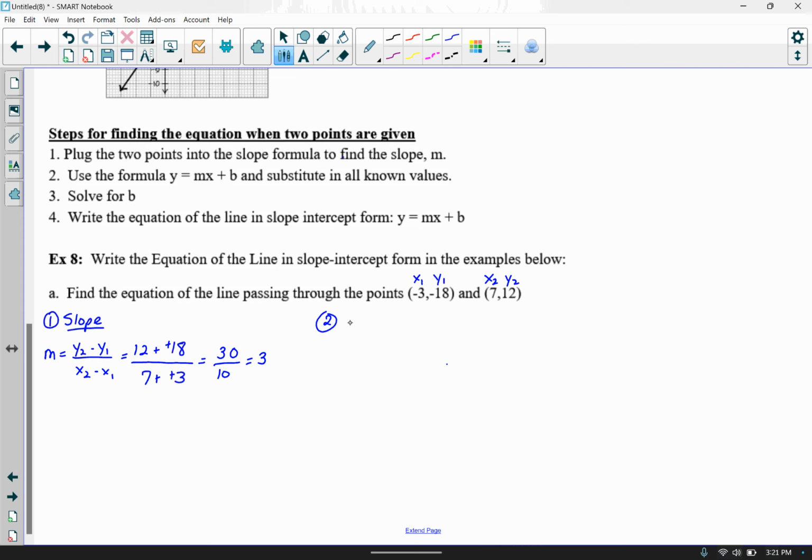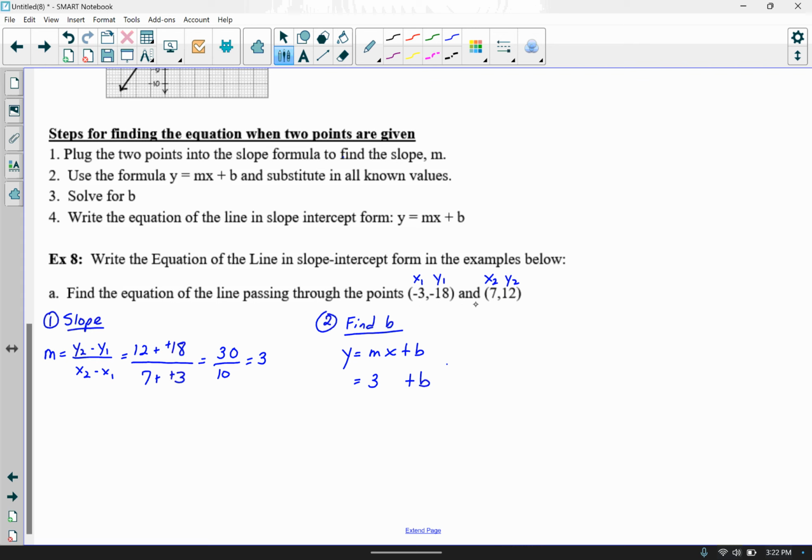Step 2 is you're always going to find b, that y-intercept. Underline that for us. Again, like I said above, you use the equation that you already know, y equals mx plus b. And now we plug in what we know. We know our slope we just found is 3. And here's what's going to happen: you're going to plug in a value for x and y, and you're going to be solving for b. That's what we don't know.